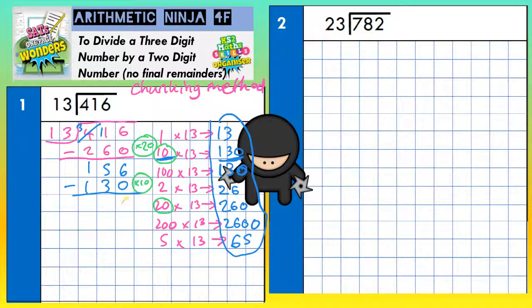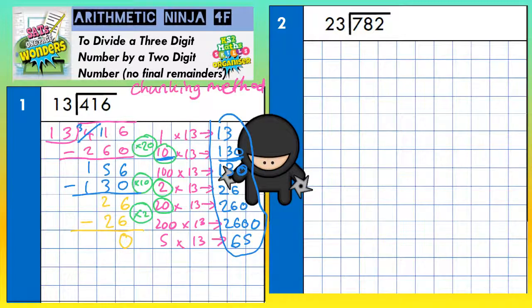6 take away nothing is 6. 5 take away 3 is 2. 1 take away 1 is nothing. We're down to 26. Well, if you check the list of chunks again, 26 is 2 13s. So let's take away 26. Making a note at the side that's 2 13s. And 26 take away 26 is obviously going to get us down to 0.